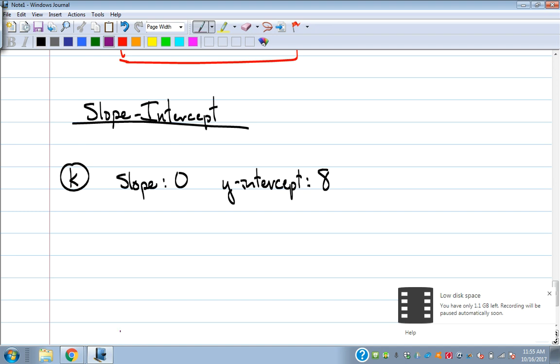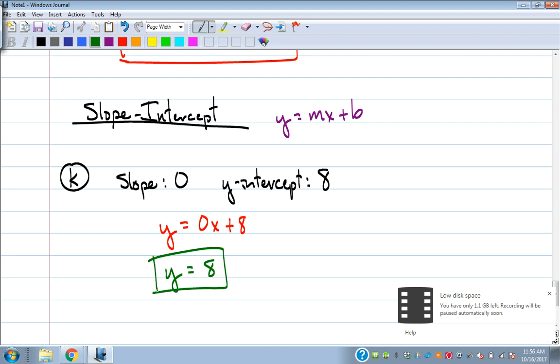If we're going for slope-intercept form, remember that's y equals mx plus b. So that would be y equals what? 0x plus 8. But what's 0x? What happens to it? It's 0. It doesn't do anything. So what's 0 plus 8? It's 8. So that would be the equation for one like that. Take the slope they gave you and the y-intercept and plug them in. And then if this is 0 here, it goes away.